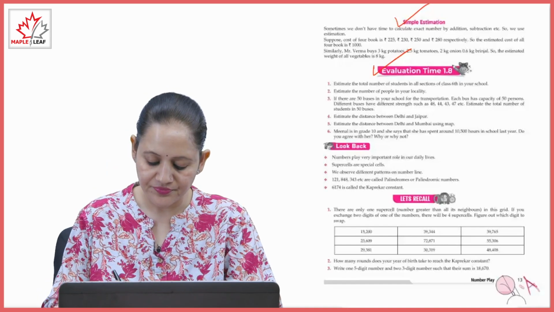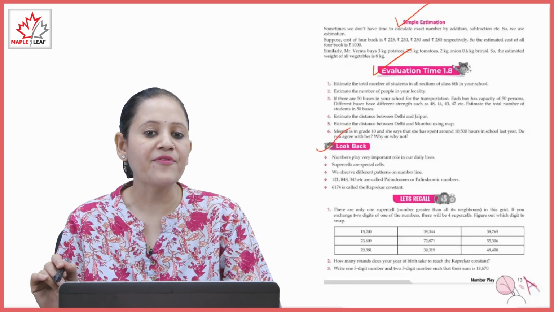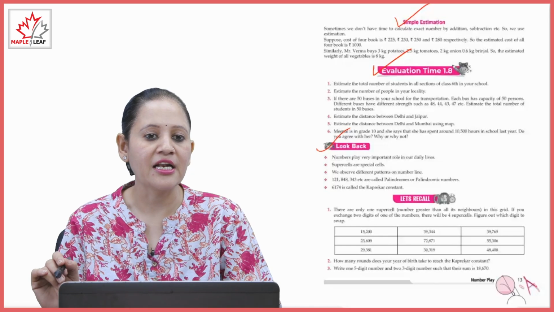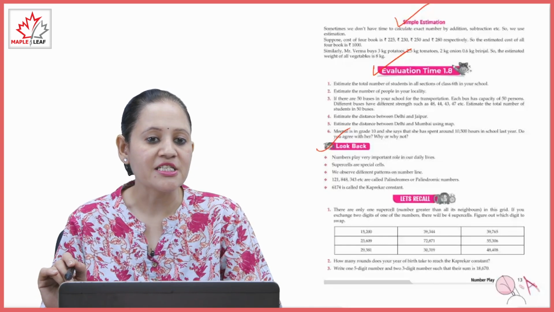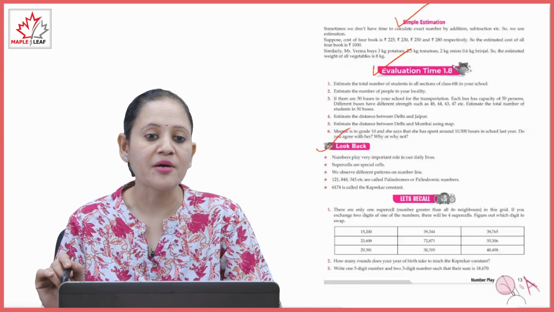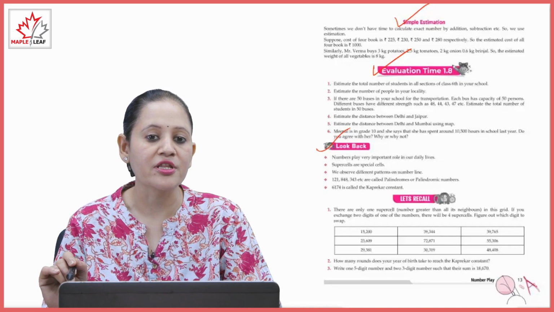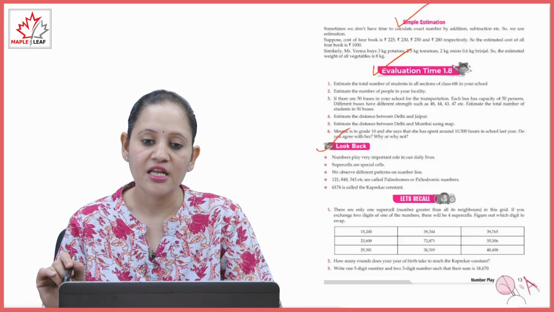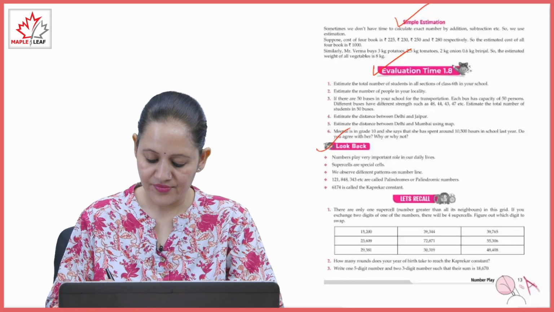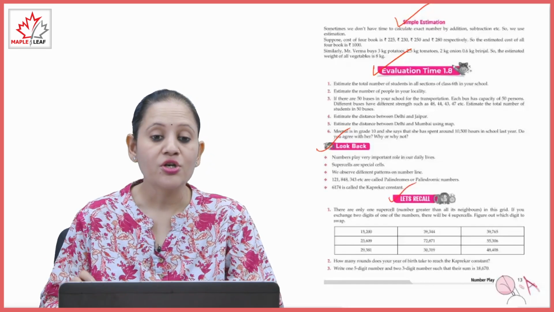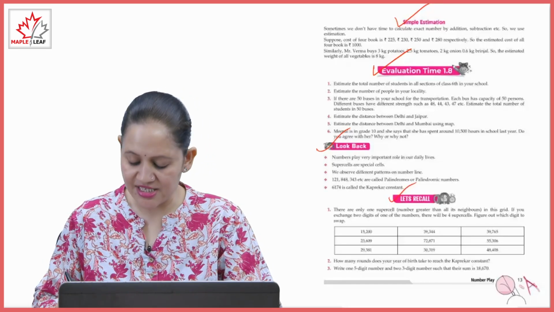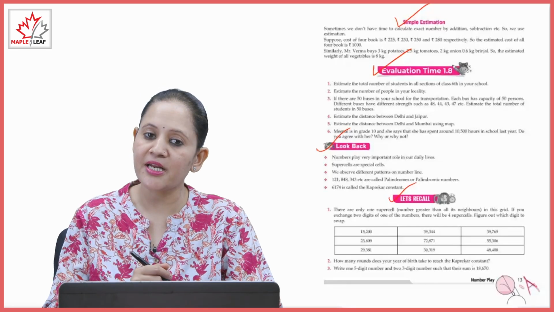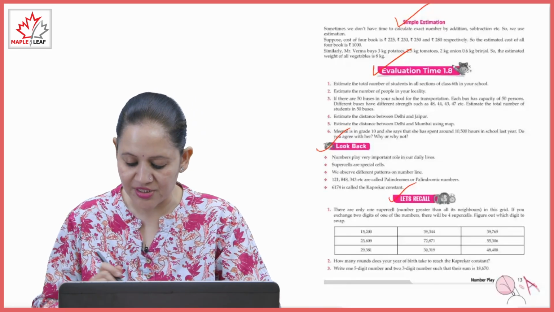Next, look back. Numbers play a very important role in our daily life. Supercell or special cell, we observe different patterns on the number line. 121, 848, 343, etc. are called palindromes or palindromic numbers. 6174 is called the Kaprekar constant. Let's recall. All these questions are based on the questions we have done in the chapter earlier. So you have to practice all the questions.